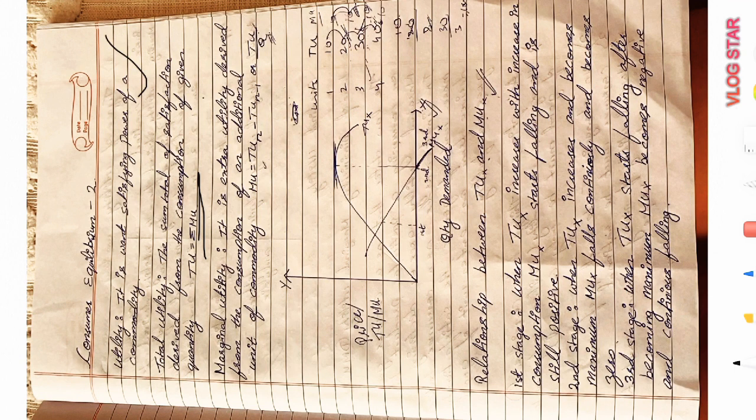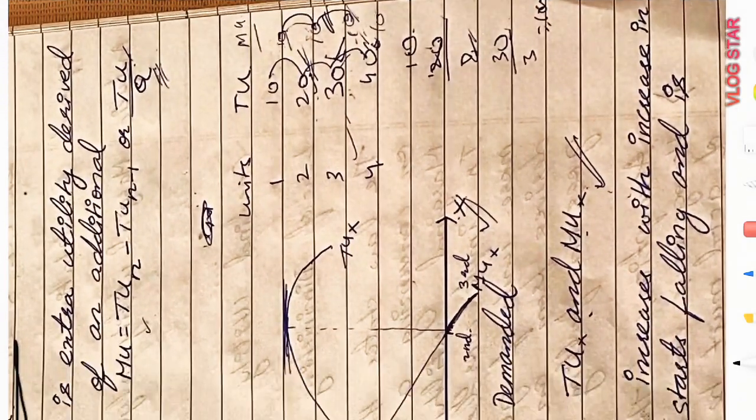Likewise, let's see marginal utility. Marginal utility is the extra utility derived when you go on consuming a particular commodity. What happens? You get an additional utility. So that additional utility we will show with the help of a simple schedule. The schedule is over here.